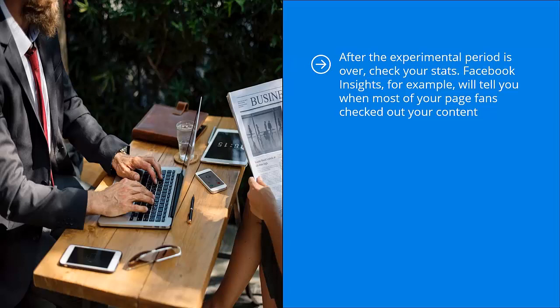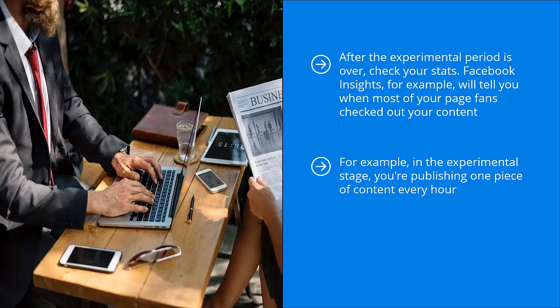Armed with this information, you should set up your automated software to publish your content in a cluster to fit those optimal times. For example, in the experimental stage, you're publishing one piece of content every hour. That's 24 pieces of content spread out over a full 24 hours. After you checked Facebook Insight, it turned out that 80% of your content views actually take place between 8 a.m. and 5 p.m. You then take those 24 posts and compress them within that 8 a.m. to 5 p.m. window. This is how you publish in clusters. Forget time blocks outside of that time frame. This way, you maximize your chances of the right eyeballs seeing your content.